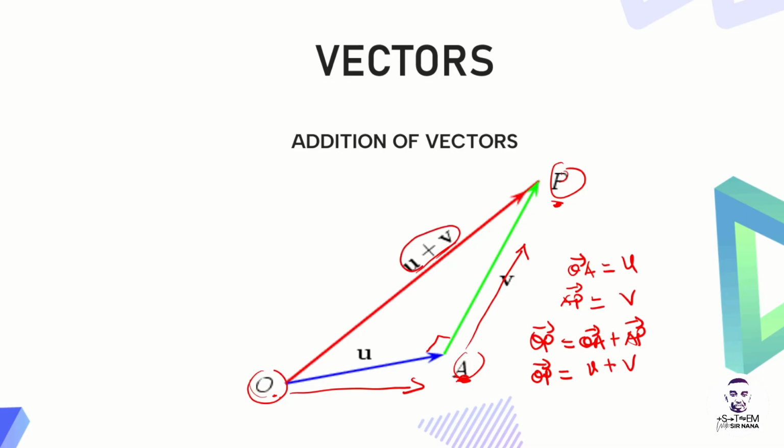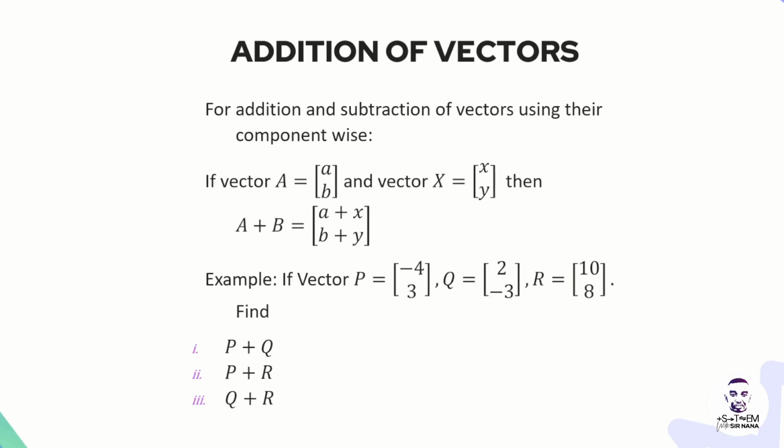Now that we've established this, let's consider a way we can add and subtract vectors, basically using the components form. So if you have a vector A, and we represent the vector A by a and then b, where we know a represents the x coordinate of the vector and b represents the y coordinate of the vector. And then we have our vector X, which is equal to the components x and y, where the first part represents the x component and the second part represents the y component.